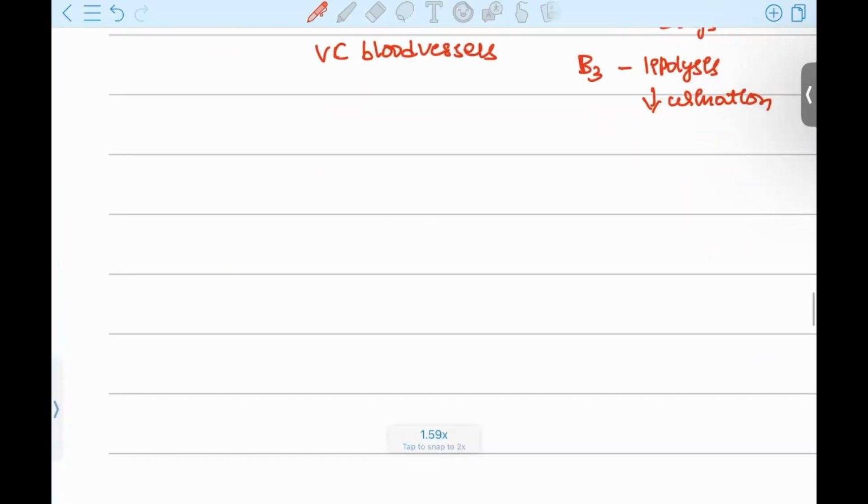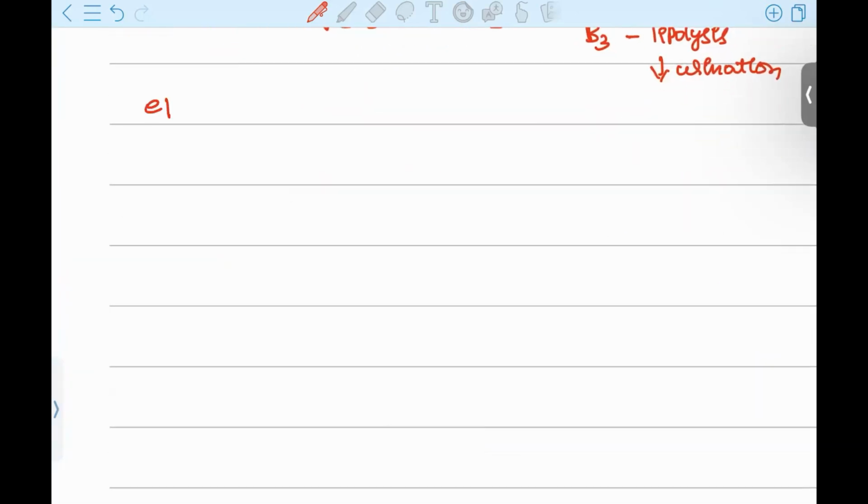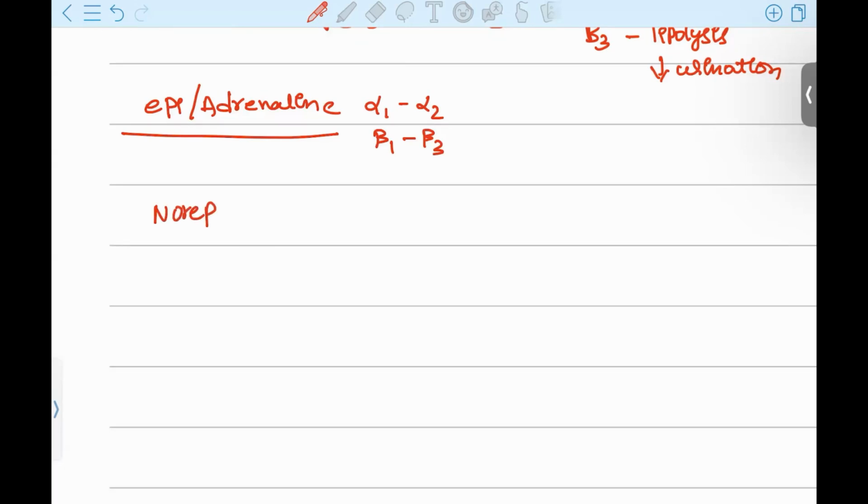And let's see some examples. For example, epinephrine or adrenaline. This drug will have all the actions we have discussed right now, alpha 1 to alpha 2 and beta 1 to beta 3. All these actions will be seen with epinephrine. And coming to norepinephrine, it will have only specific functions, not all, but only alpha 1, beta 1 and alpha 2.